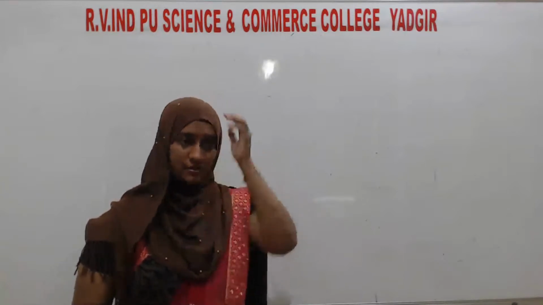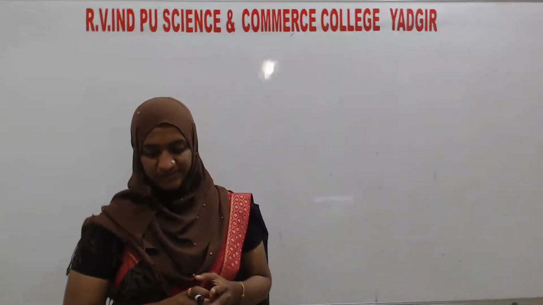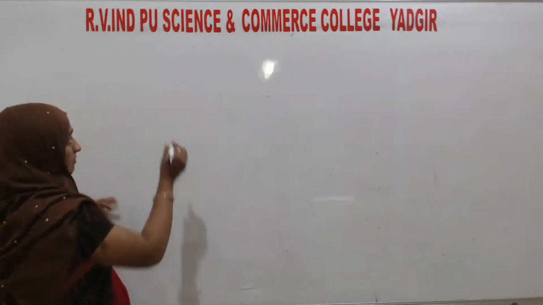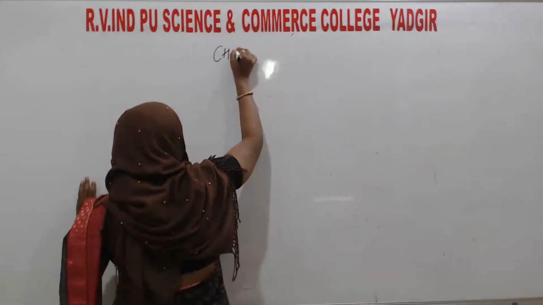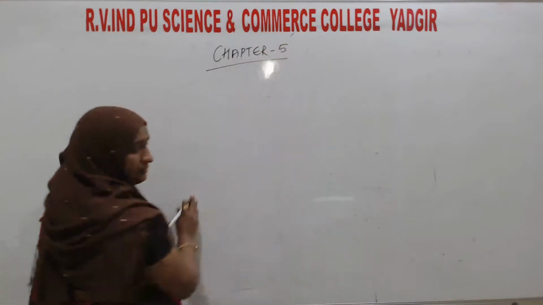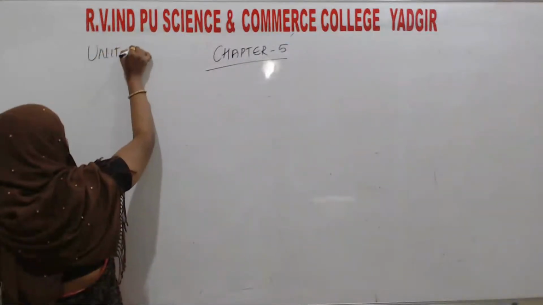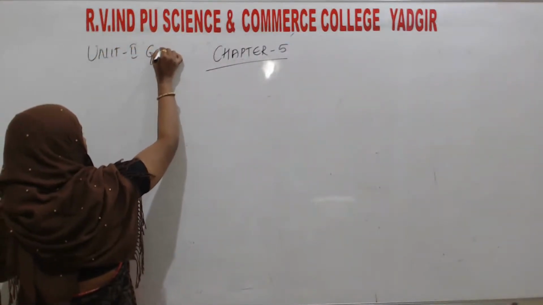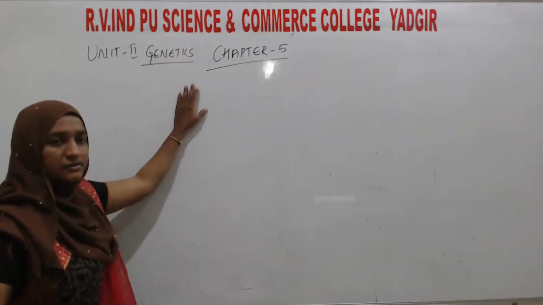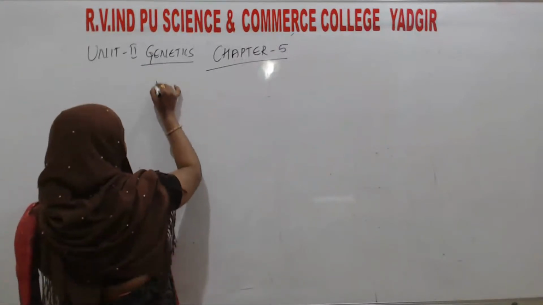So good morning students. Here today I am going to start a new chapter, that is principles of inheritance and variation. So let's see here. It is chapter number 5, and the genetics. What is the unit? That is unit 2. It is genetics. Okay. Under that, what is the name of the chapter? Principles of inheritance.